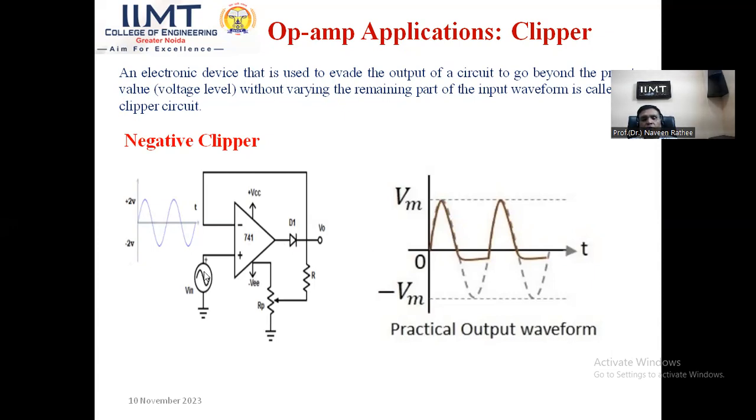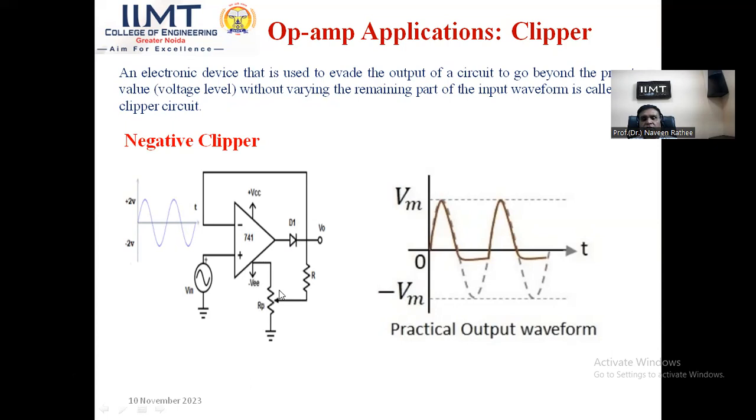Now, if the input voltage is decreasing, it is moving from 0 to minus Vm. When it is moving from 0 to minus Vm, the output will be negative. When the output is negative, what will happen? D1 will act as a reverse bias. When D1 is reverse biased, it acts as an open circuit. So when there is an open circuit, what will be the output available? The output available will be only this reference voltage, which is being controlled by the negative DC bias voltage by varying the potentiometer R.